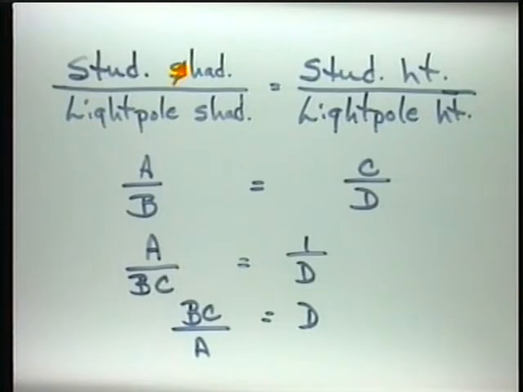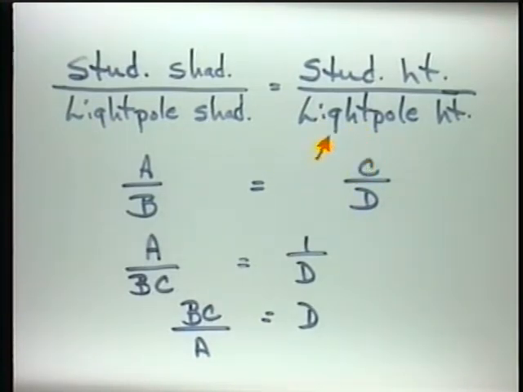The student shadow over the light pole shadow will equal the student height over the light pole's height. A proportion is simply two ratios or fractions set equal to each other. For practical purposes, I'll use A to represent the student shadow, B to represent the light pole shadow, the letter C to represent the student's height, and the letter D to represent the light pole's height.